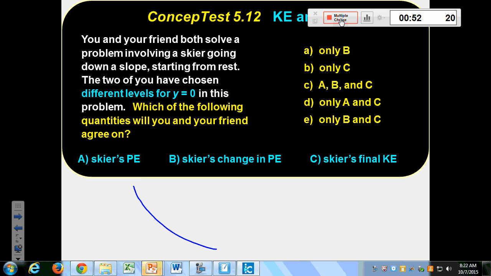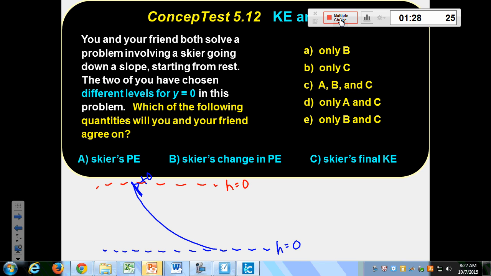We're sort of all over the board here. I'm working a problem where I have a skier going down a ski slope. Assume no friction. Assume that he starts at a certain height. But you and your friend choose different levels for h equals 0. Like you might choose, which is sort of more standard, h equals 0 here. But your friend might choose instead h equals 0 up here. That means that when he drops down below that h equals 0, he's now going to have negative potential energy. So the question is, what will you agree upon?